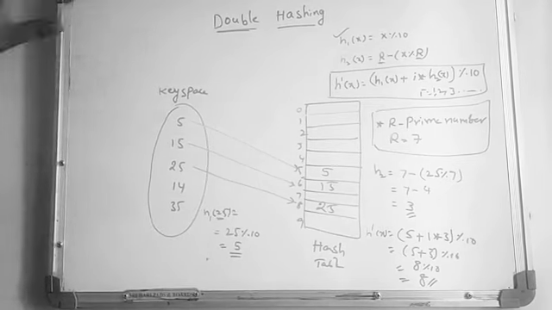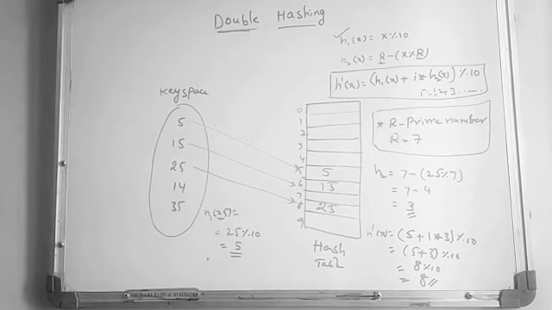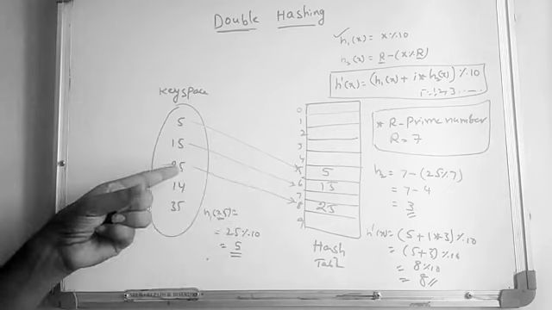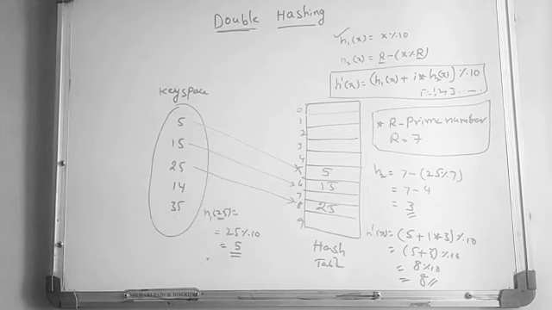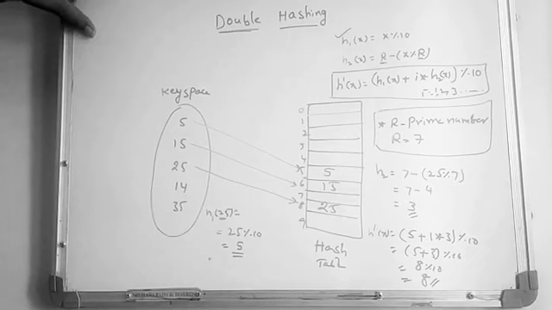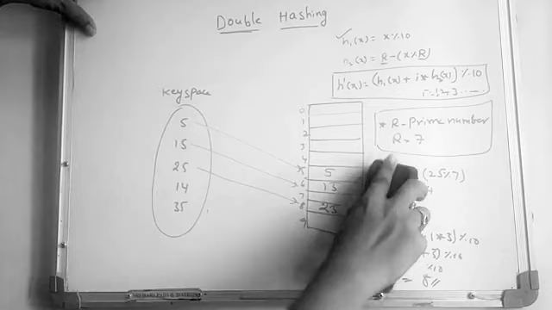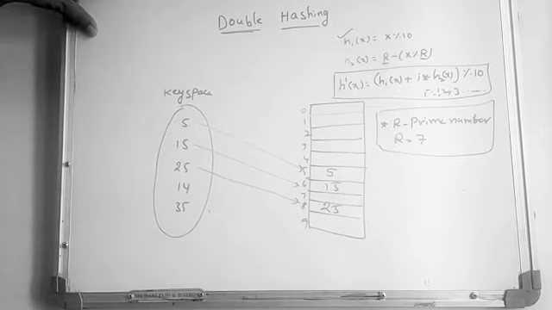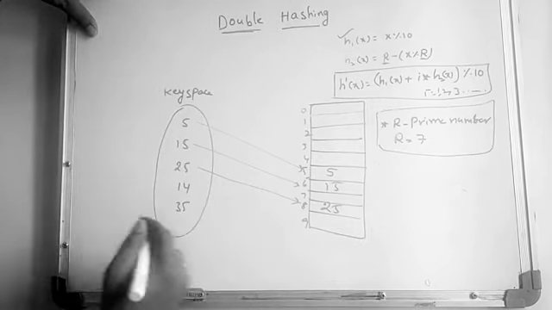Okay, so this is the procedure to find the place for the value. If any collision arises, place the value in the appropriate place, which is empty. So next, find out where the value 14 can be stored. I hope you understood. If not, observe this.